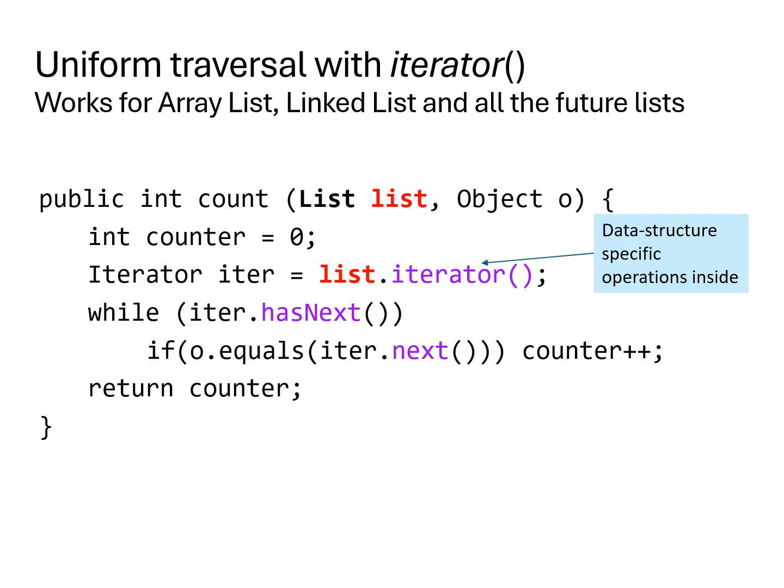So finally, we have a uniform traversal using the iterator. See? We will ask any list to return the iterator, the list-specific iterator, the iterator which has access to the underlying data structure. But after that, we are doing everything very uniformly in the same exact way.